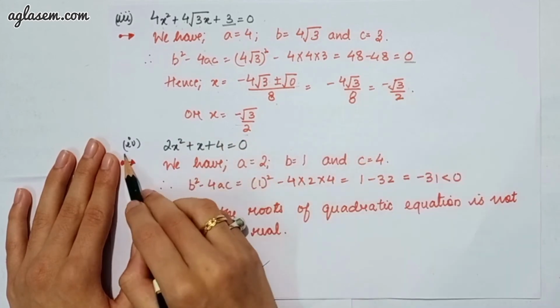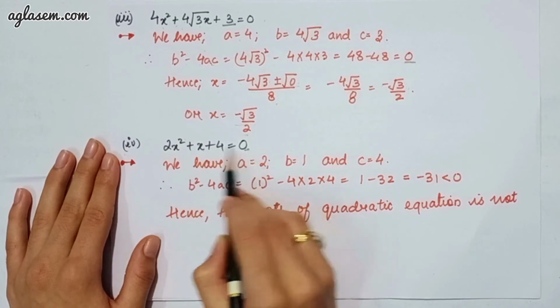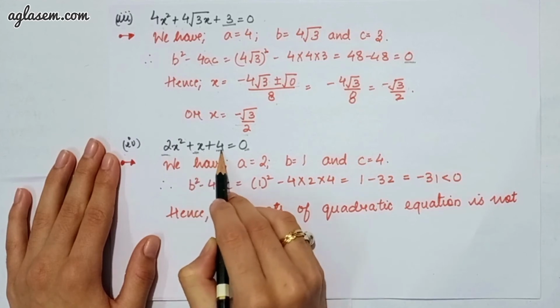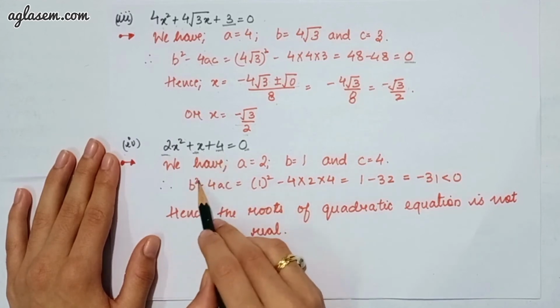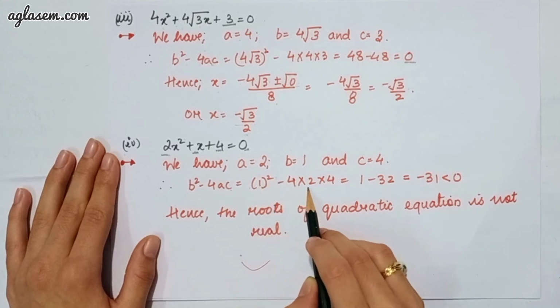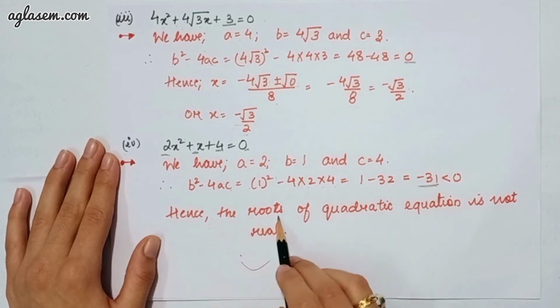Moving to our fourth part, which says 2x square plus x plus 4 is equal to 0. So here we have a that is 2, b that is 1 and c that is 4. So again applying the same formula, that is b square minus 4ac is equal to 1 whole square minus 4 into 2 into 4, will give you minus 31. So here the roots of the quadratic equation are not real.